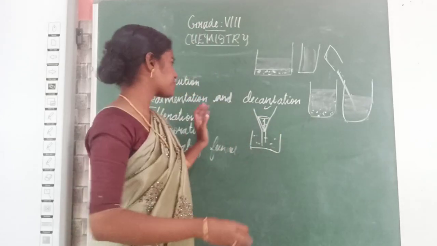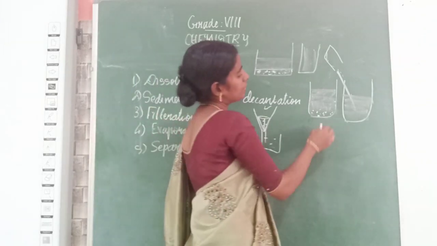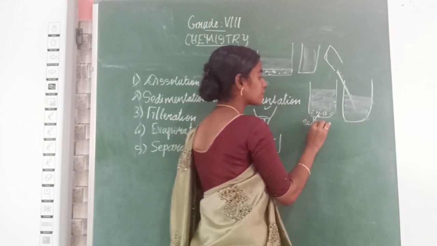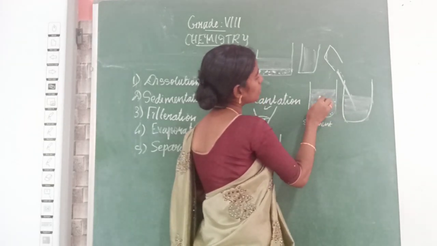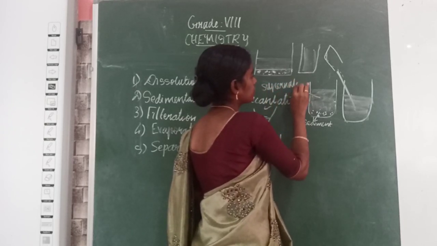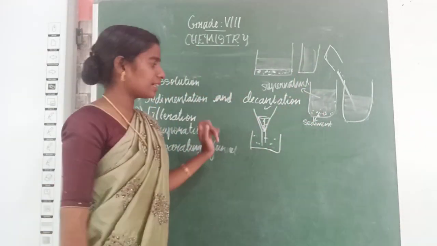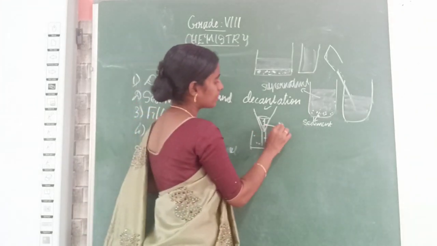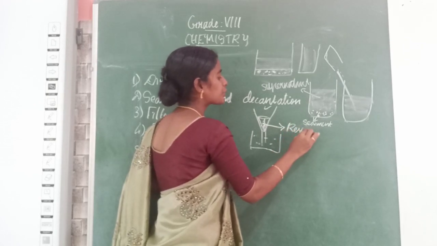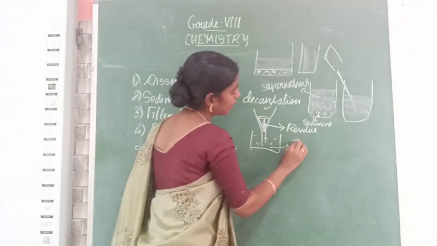Now when you consider these last two methods, sedimentation and decantation and filtration, here the substance settled down is called sediment and the liquid is called supernatant. This is sediment and supernatant. Then the solid collected in the filter paper is called residue, and the water collected in the beaker is called filtrate.